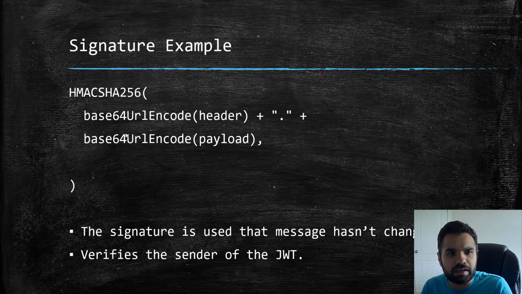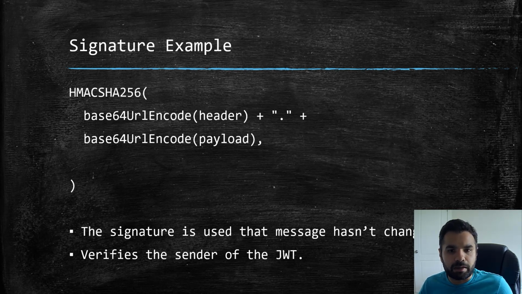And then lastly, it is signed. So how does it sign? You will base64 encode the header, then append the payload, and everything is going to be hashed with HMAC SHA-256. The signature is used to verify that the message hasn't been changed, right? That's what we use the hashing for, and it verifies the sender of the JWT.